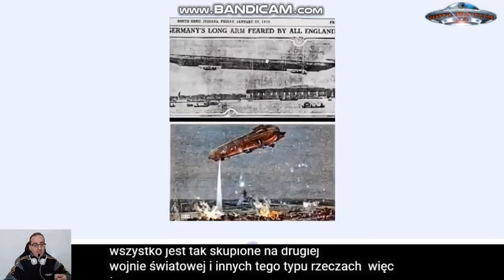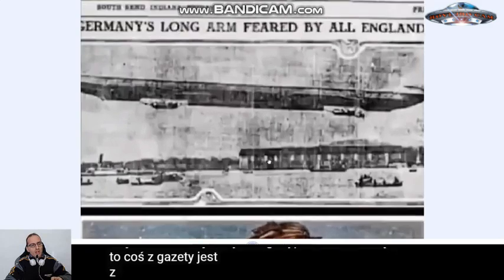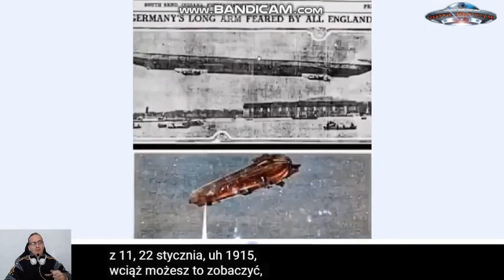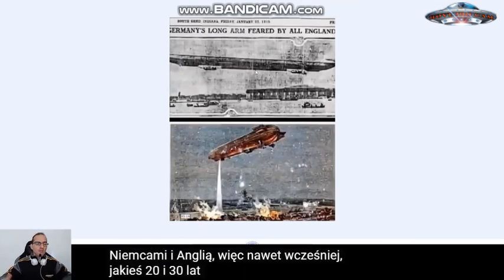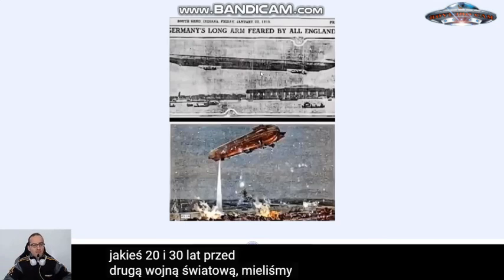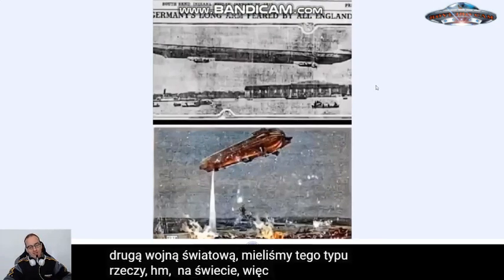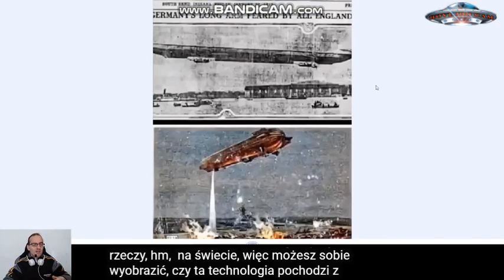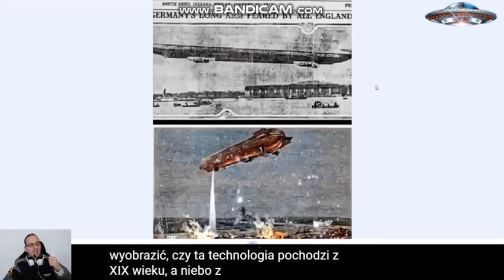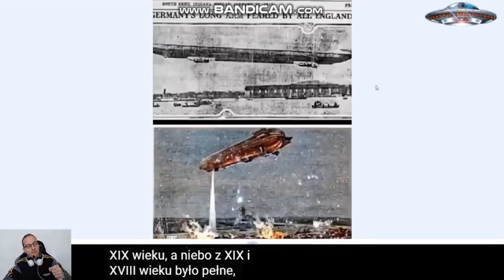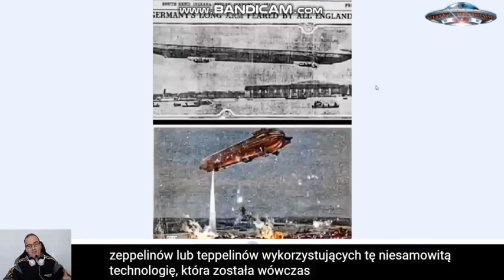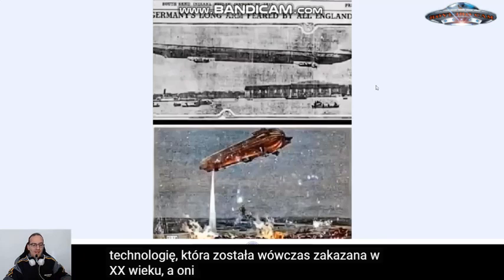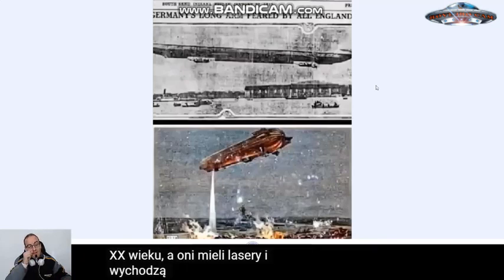This item from the newspaper is from January 22nd, 1915. You can still see we have things with Germany and England. So even 20 or 30 years before the Second World War, we had this type of thing going on in the world. So you can imagine if this technology comes from the 1800s, and the skies of the 1800s and the 1700s were full of these Zeppelins using that awesome technology, which was then banned in the 20th century, and they had lasers and beams coming out.